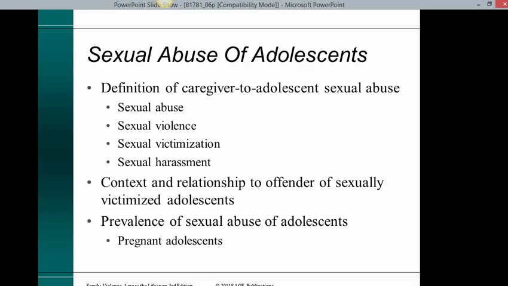Sexual abuse of adolescents. Issues include definition of caregiver-to-adolescent sexual abuse, including sexual abuse, sexual violence, sexual victimization, and sexual harassment. Context and relationship to offender of sexually victimized adolescents. Prevalence of sexual abuse of adolescents, including pregnant adolescents.